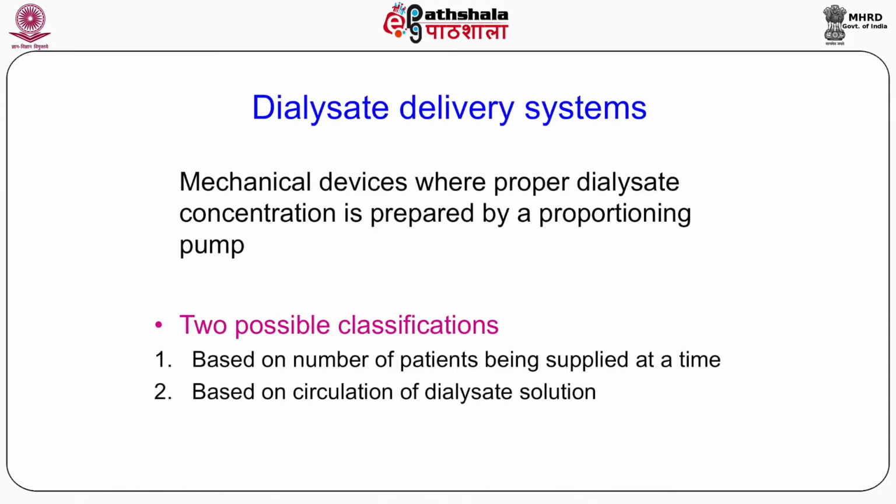We'll be discussing the second component, which is the dialysis delivery systems. Now they are basically mechanical devices which take the patient's blood sample from the patient, pump it to the dialyzer that we just discussed, and then bring it back to the patient. Now there are two possible classifications for such dialysate delivery systems. One is based upon the number of patients they are catering to, whether it's a single patient or many patients. And the second is the type of circulation they are undergoing.